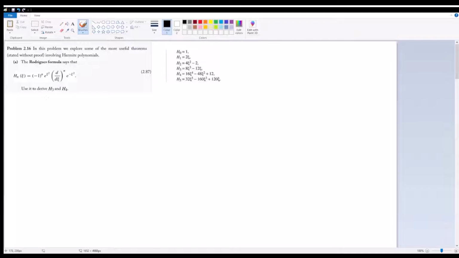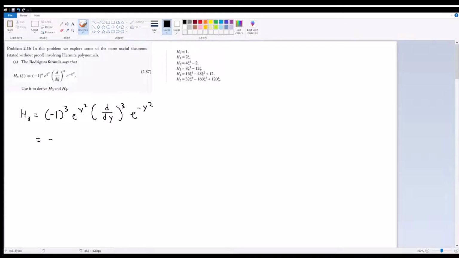So starting with part A, we're given the Rodrigues formula, which tells us how to find arbitrary values of n for Hermite polynomials, and we're asked to use it to derive H3 and H4. Just so we can check our work, we're going to use it on H3 and H4. Starting with H3, for n equals 3, H3 is going to equal negative 1 to the power of 3 times e to the y squared times the third derivative d by dy of e to the negative y squared.